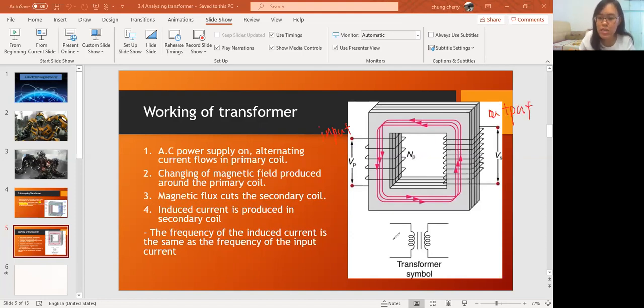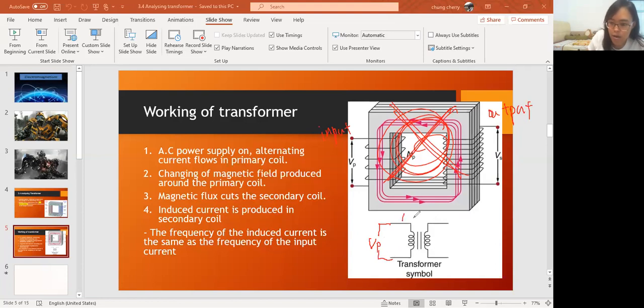Input and output. And this is the symbol of the transformer. You no need to draw this down, you just draw this one, but I want you to add something inside. This is the VP, then this is the NP, then this is the NS, and this is connected to the VS. V stands for voltage, N stands for number of coils, but here we will call it primary coil and secondary coil.